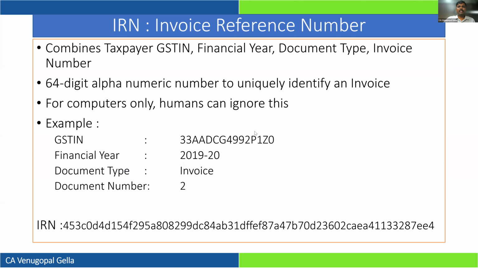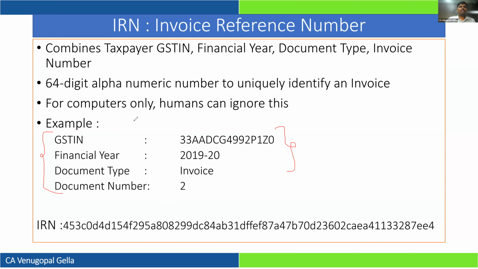First and foremost thing is IRN. IRN is a 64-digit alphanumeric number, uniquely identifying the invoice. And please note, this is for computers and not human beings. If I ask you your 13-digit bank account number, you will not remember. What will I do with this 64-digit number for so many invoices? But if you don't have this, you have not done the e-invoice.